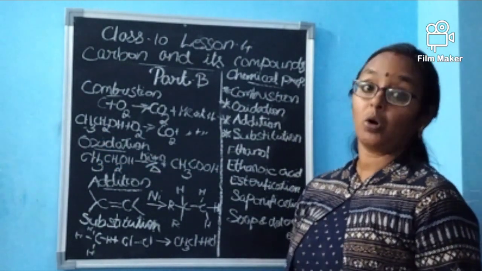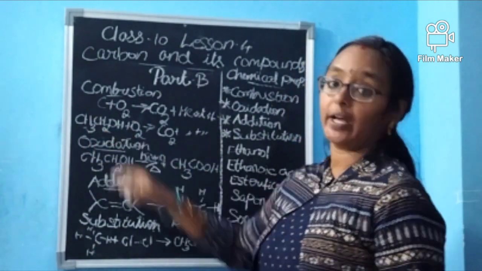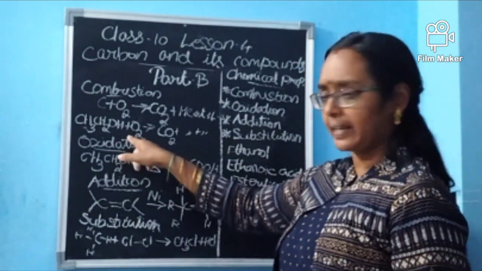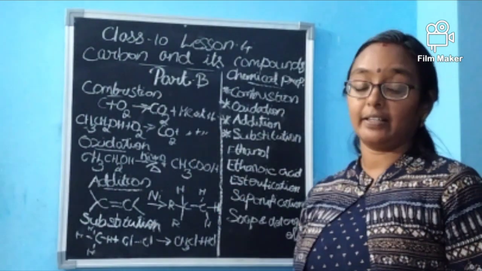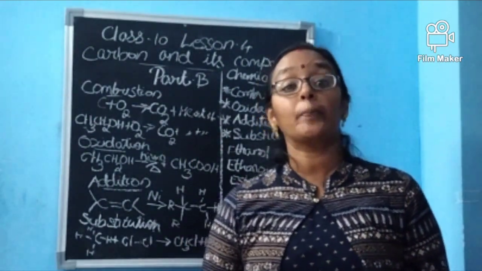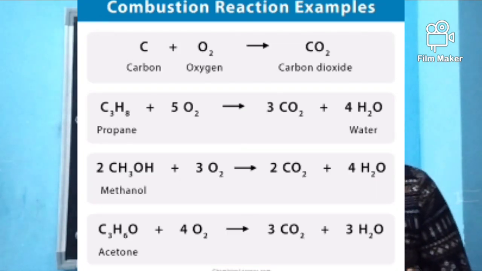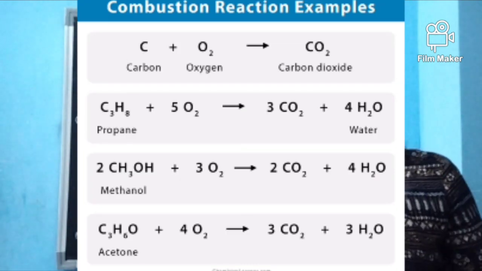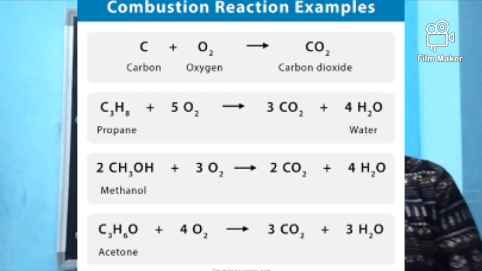Then about ethanol or any alcohol, it can be CH3CH2OH. This is ethanol. When it reacts with oxygen, what will it give? Again, carbon dioxide plus heat and light. That's why alcohol should not be exposed to fire. When it is kept outside, what will happen? It will burn vigorously, giving carbon dioxide, and this much heat will be liberated.